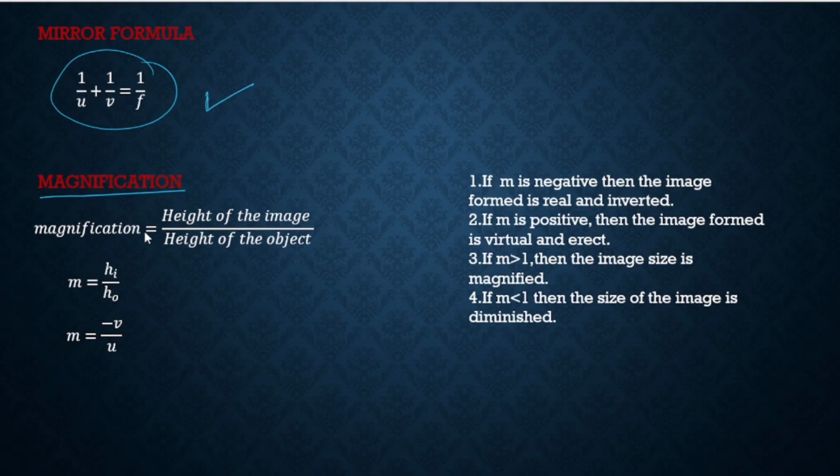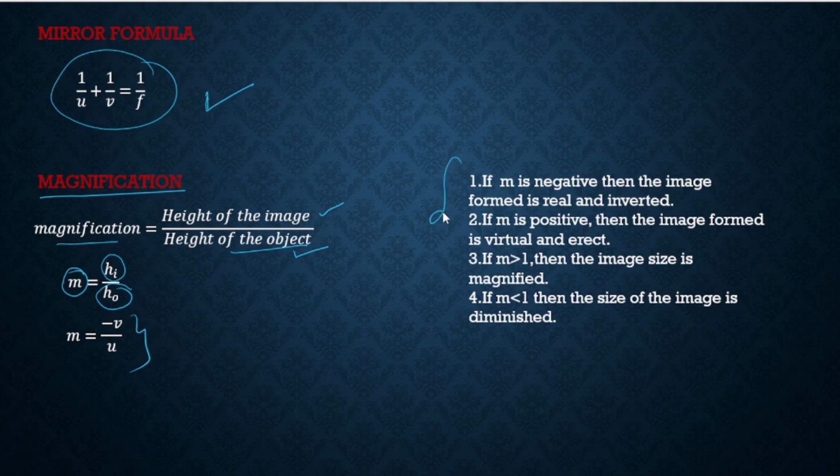Now magnification. What is magnification? Magnification is the ratio of the height of the image to the height of the object. Magnification is denoted by letter M. And height of the image is HI, and height of the object is HO, or you can write H2 by H1. Doesn't matter. और इसका एक और फॉर्मूला है M equal to minus V by U. V is your image distance, U is your object distance. Okay, you should remember these two formulas.